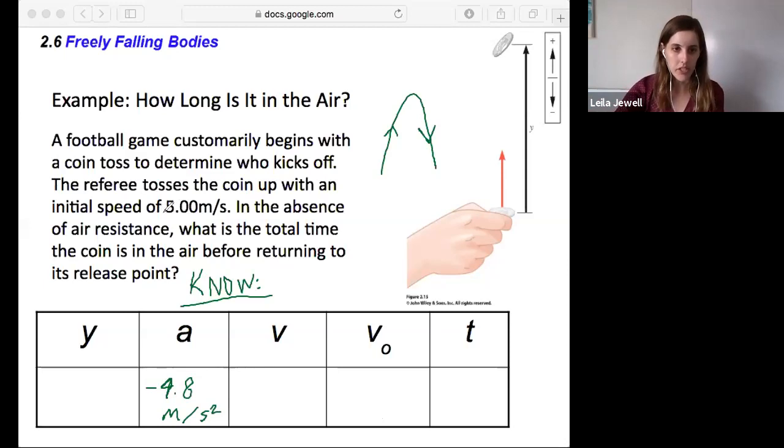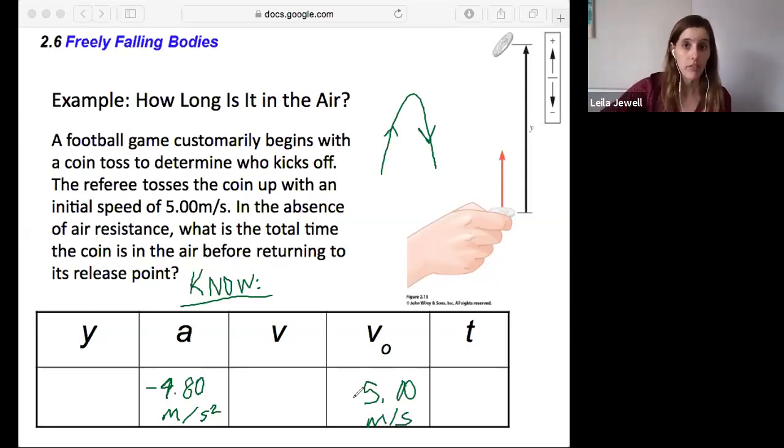Well, one thing we have is this initial speed of 5 meters per second. So initial speed is going to go in the v naught, 5.00 meters per second. And really this could be 9.80, excuse me for that. All right, now the other thing we need to add with this initial velocity is the initial velocity going in the positive direction or the negative direction. It is going up, so that is a positive.